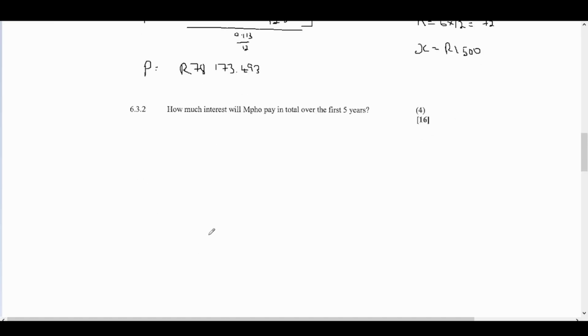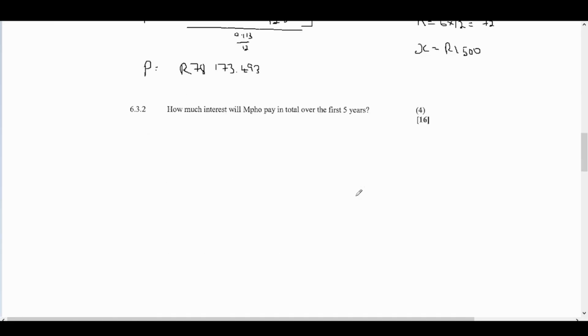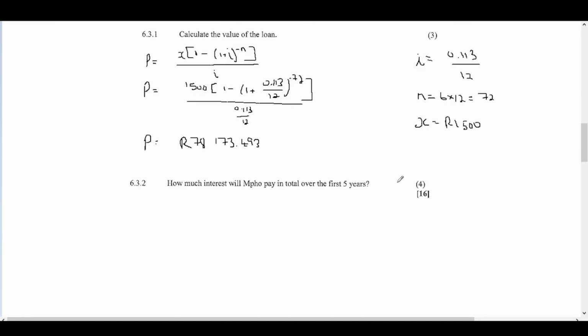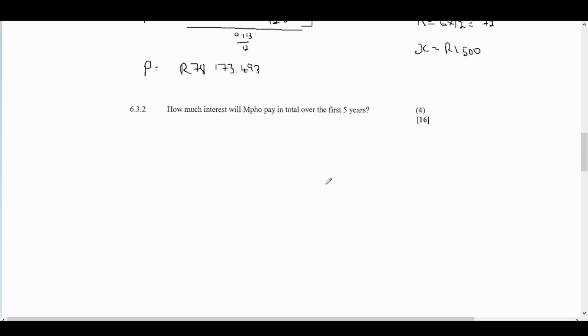Okay, final question. They ask, how much interest will Munpo pay in total over the first 5 years? So this is a bit of a change of pace, because normally they'll ask you how much interest you would pay after 6 years, after the complete payment. And so normally what we would do is take the total amount paid in the 6 years and then compare that to how much the loan was, and then the extra amount would be the interest.